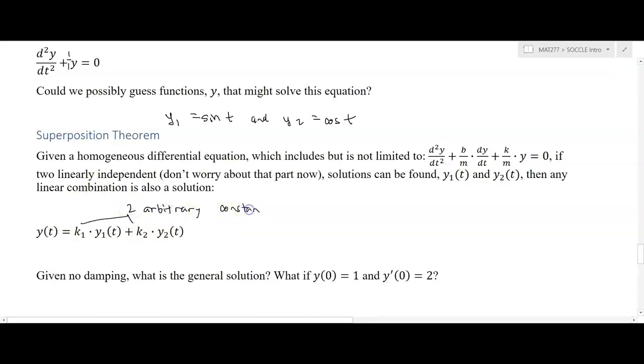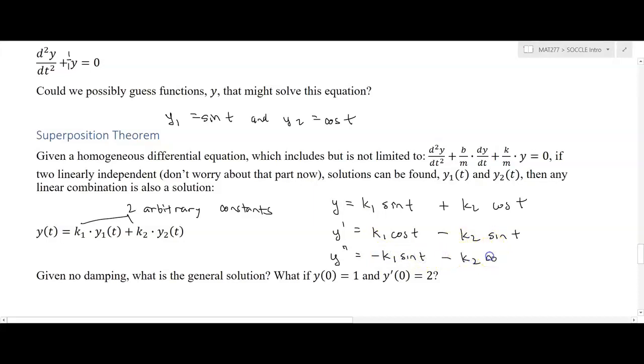And just to provide insight into this, according to our solution, our general solution would be k1 sine of t plus k2 cosine t. And how do we know that that's a solution to this equation? Well, we'd have to compute its second derivative. k1 sine of t, its derivative would be k1 cosine t. And remember, k1 and k2 are just constants. Minus k2 sine of t. And if we take the derivative of that, k1 cosine of t, its derivative is negative k1 sine of t. And the derivative of k2 sine t is minus k2 cosine t.